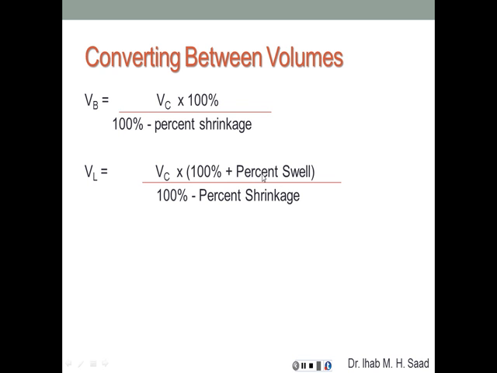So for example, if you have a swell percentage of 25%, this is going to be equal to 25. So this is going to be times 100 plus 25, 125, divided by 100% minus percent shrinkage. So this way we can convert. If I know the compacted volume, and knowing the swell and the shrinkage percentages, I can get the loose volume, and I can get the bank volume also. So you can convert between these three different types, knowing these two equations.